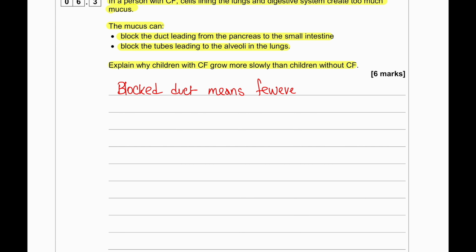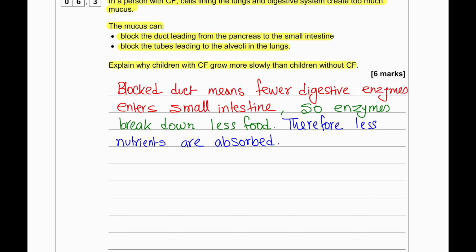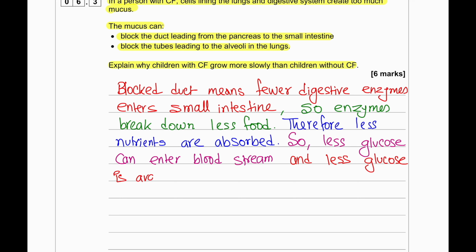So fewer digestive enzymes can enter the small intestine, and enzymes are needed to break down food. Therefore, less absorption of nutrients can occur. So less glucose then enters the bloodstream, and less glucose is then available for respiration. Since there is less absorption of the nutrients, fewer amino acids can enter the bloodstream. So less protein is made, and protein is needed for growth.